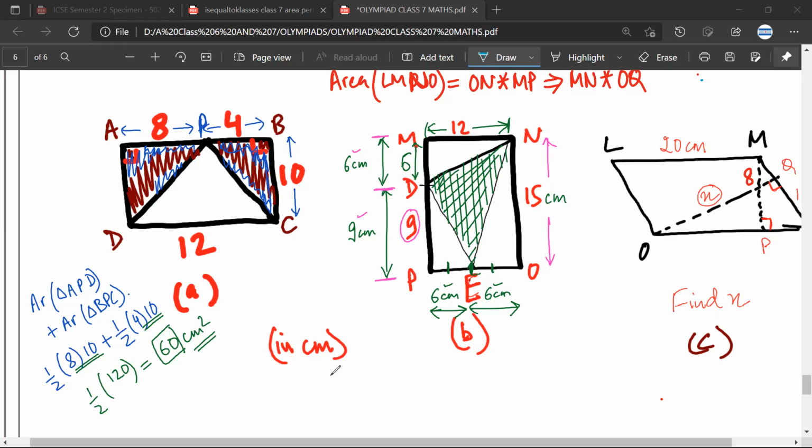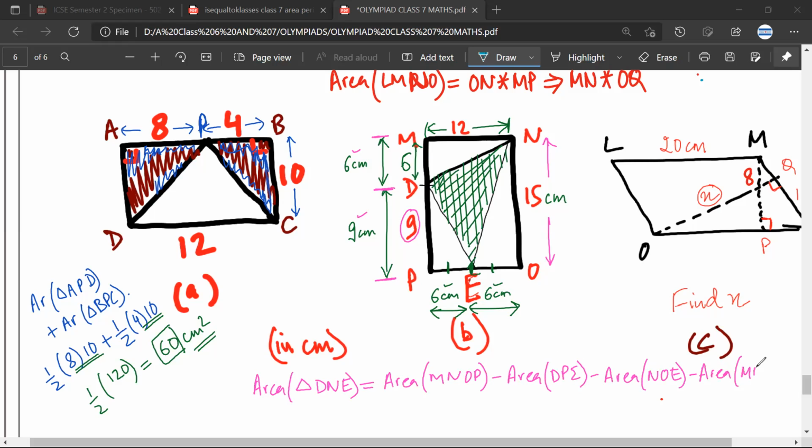Yes, sir. So what you did was to find the area of the shaded triangle D and E. What you did was you found the area of the full rectangle MNOP. You subtracted the area of triangle DPE. You subtracted the area of triangle NOE, and you subtracted the area of triangle MND. Is it correct? Yes, sir.